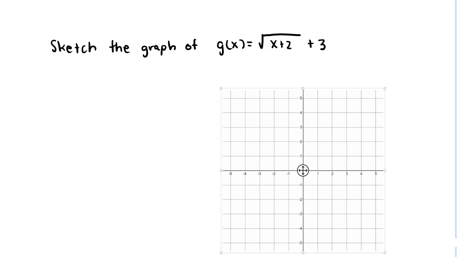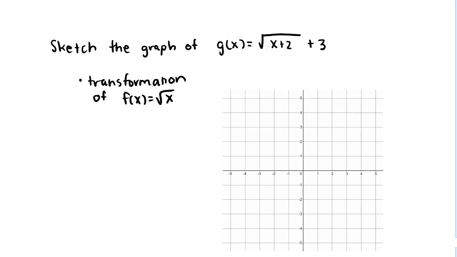So I want to sketch the graph of g of x is equal to the square root of x plus 2, and then plus 3 on afterwards. If you're feeling up for this, please feel free to pause the video and try this example out yourself first. What I want to point out is that I can think of this as a transformation of f of x is equal to the square root of x.